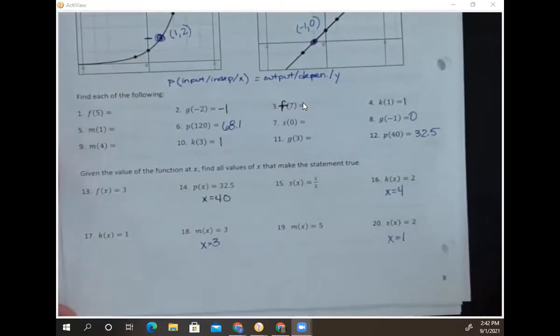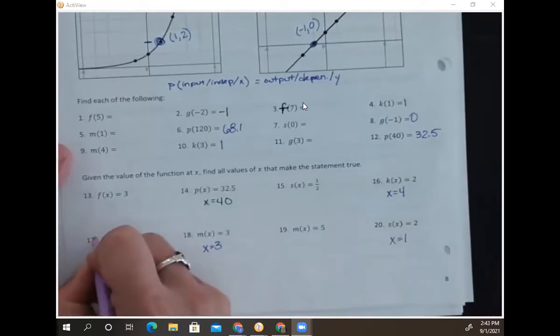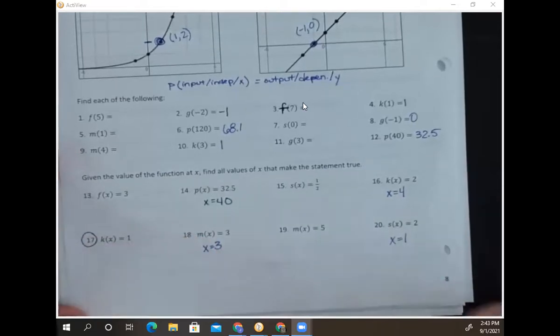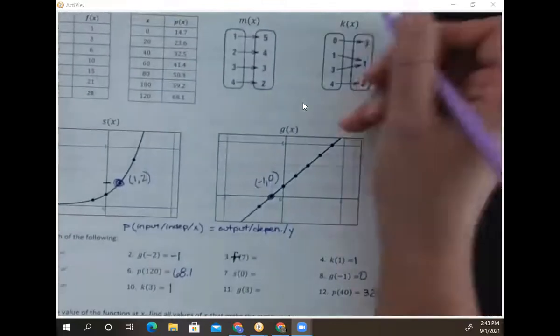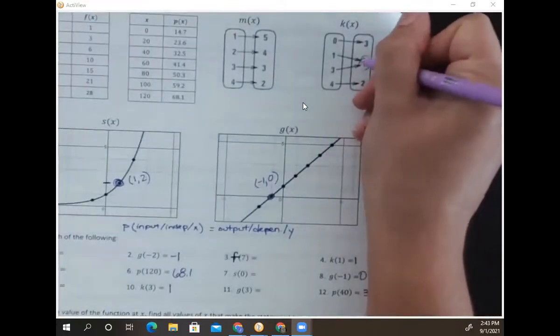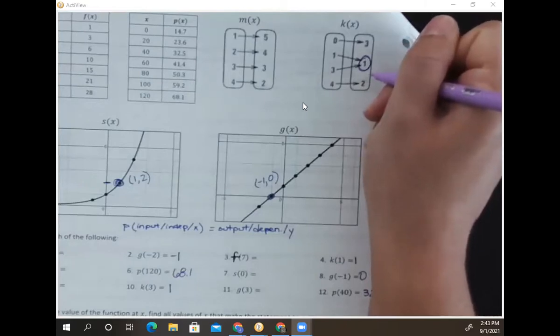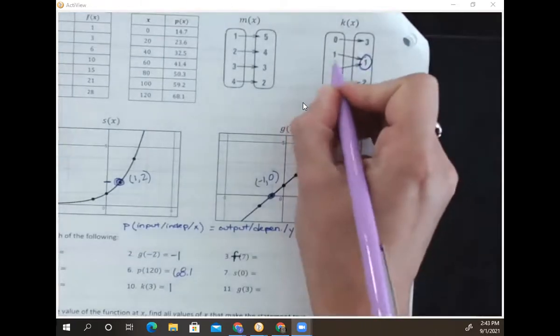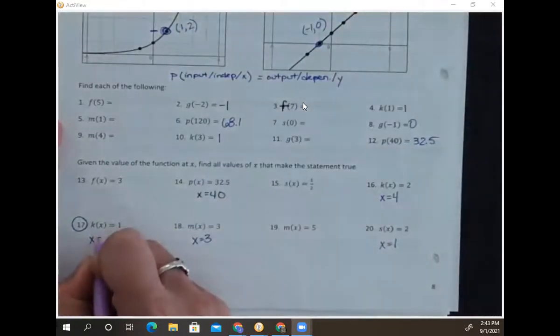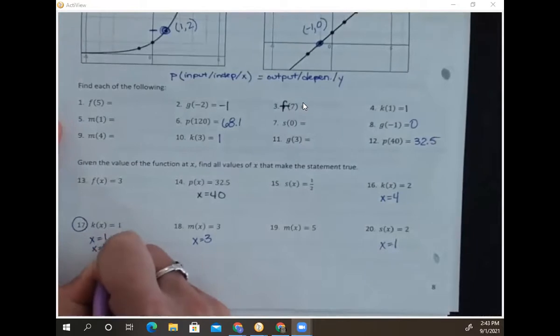There is one problem from your homework that I want to take a look at, and that's number 17. So K of X equals 1. This map right here, our output is 1. What's the input that would give me an output of 1? Yeah, you have to give me both of them, okay? Both of these inputs gave me this output, so I need to list both of them. X equals 1 and X equals 3.